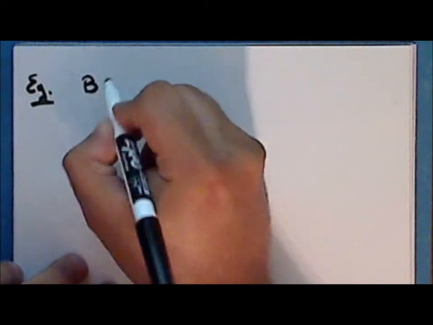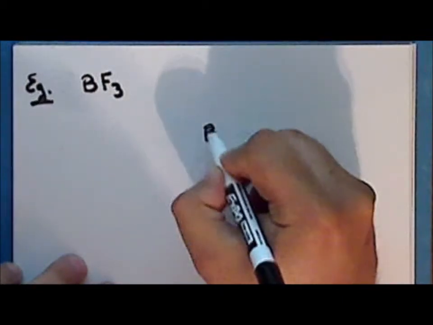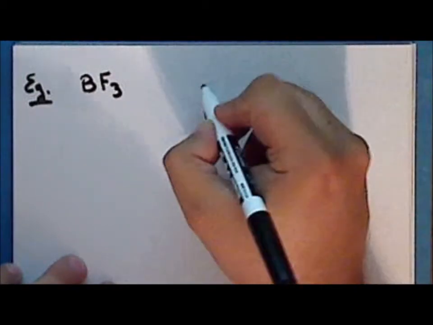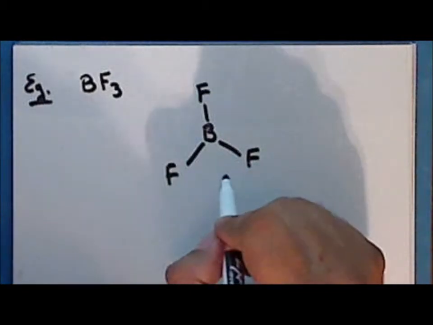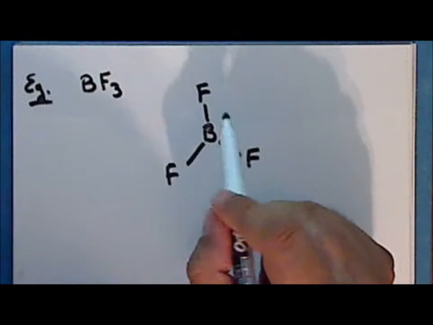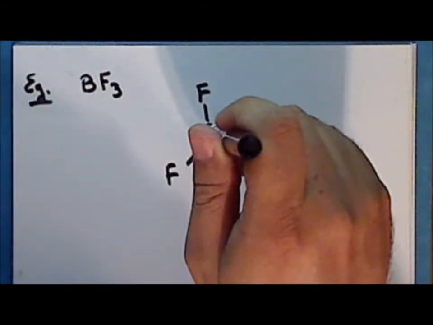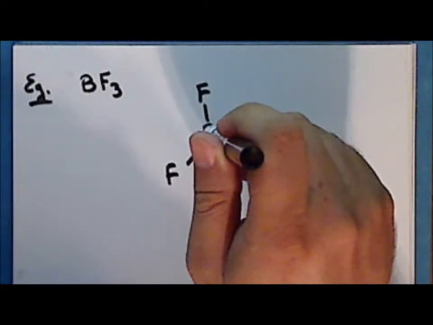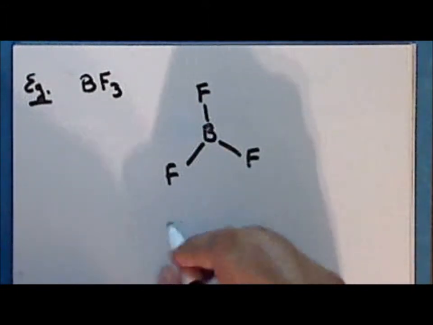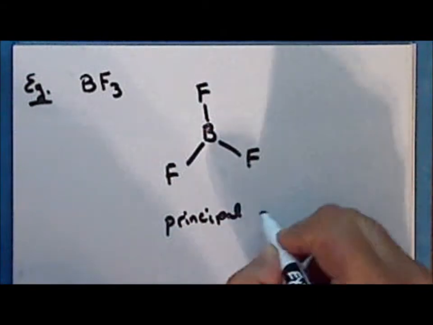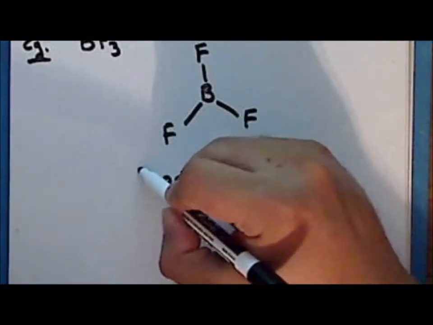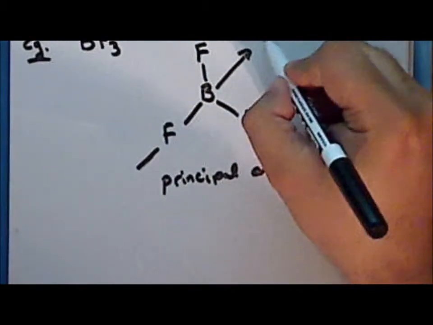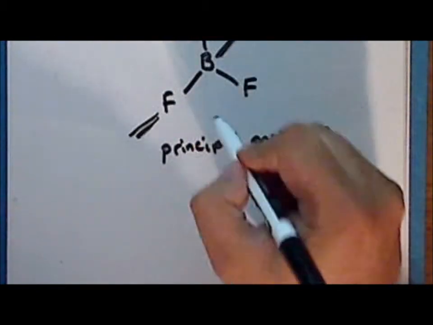So next we'll look at the boron trifluoride molecule. This molecule does not belong to one of the special groups of either high or low symmetry. The principal axis of rotation is the axis that is perpendicular to the plane of the page passing through the boron atom and is a C3 axis. Now, this molecule does have C2 axes, which are perpendicular to the C3 axis, and there are 3 of those.